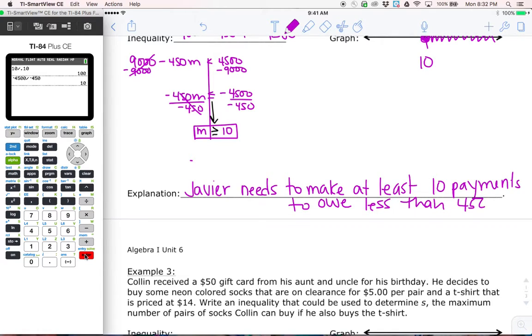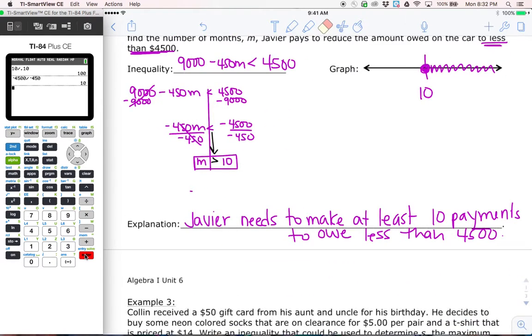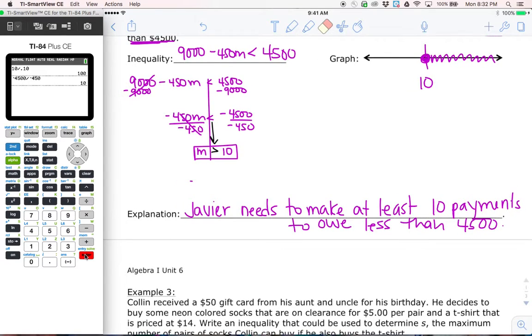4,500. All right, you guys, I just realized I made a mistake. There should not be a little or equal to symbol. I added that. That should not have been there, which changes our answer just a little bit. Javier needs to make more than, right, more than 10 payments. So we're going to change this part. Not at least. This needs to say more than 10 payments to owe less than $4,500.